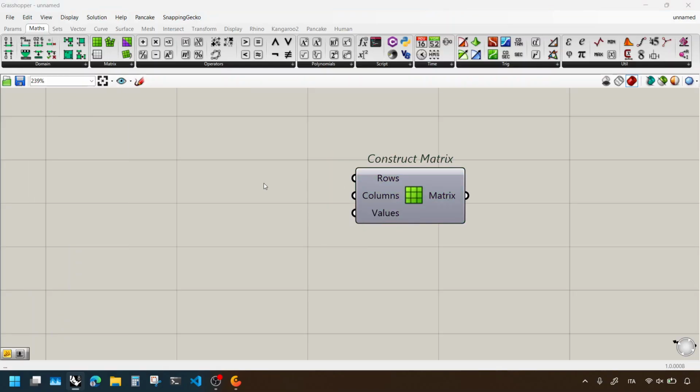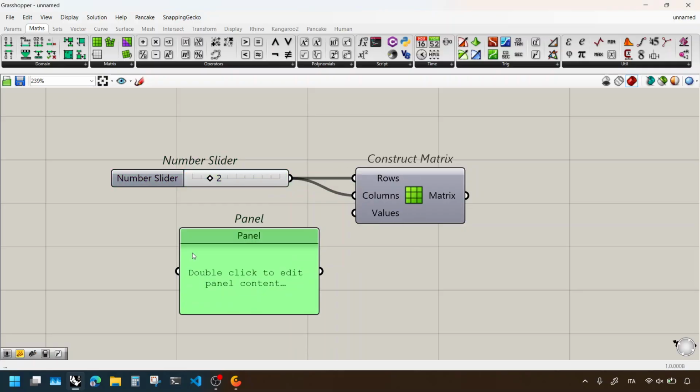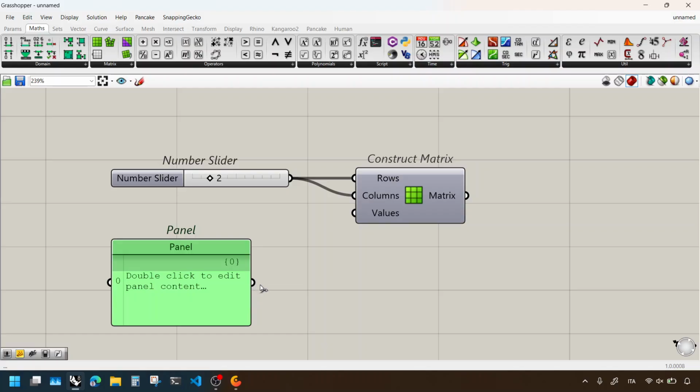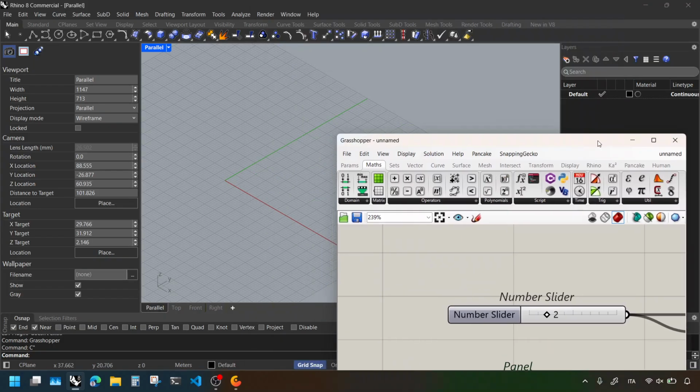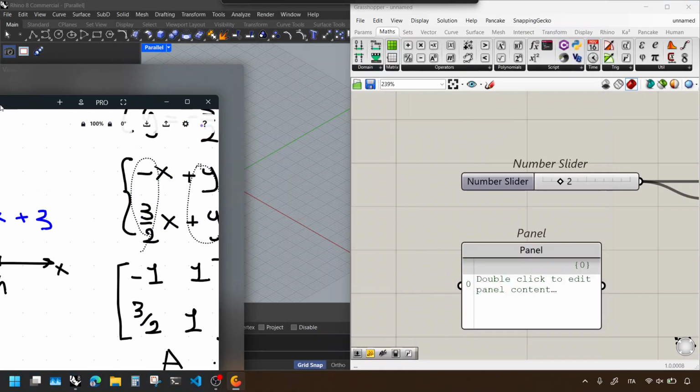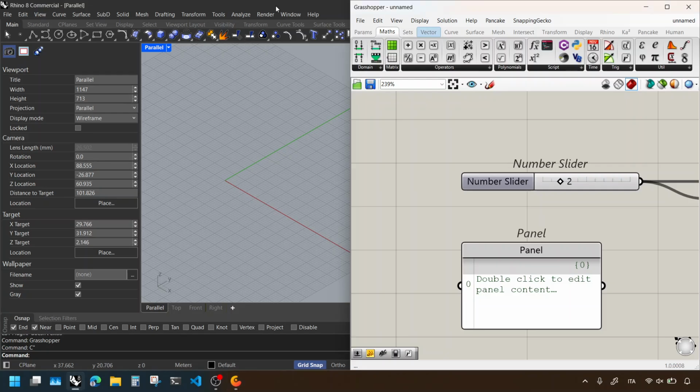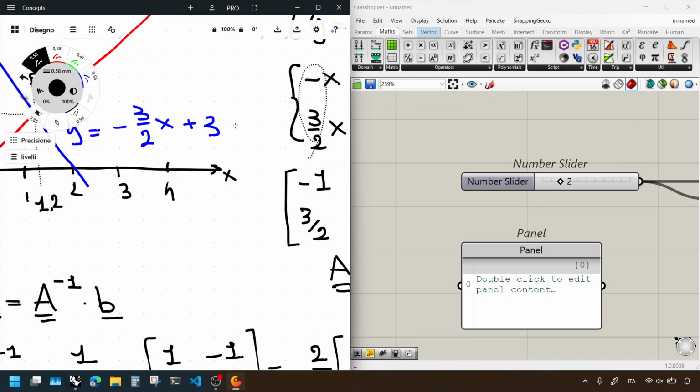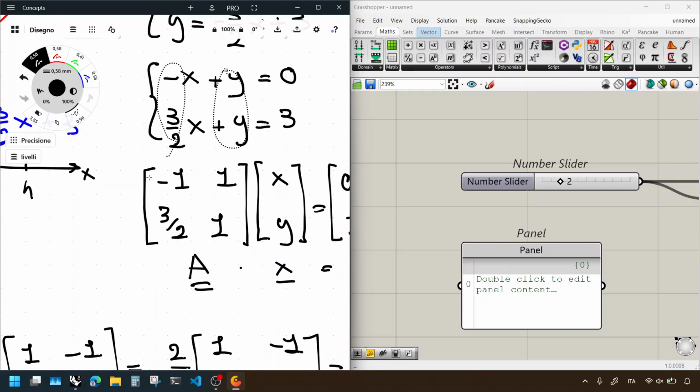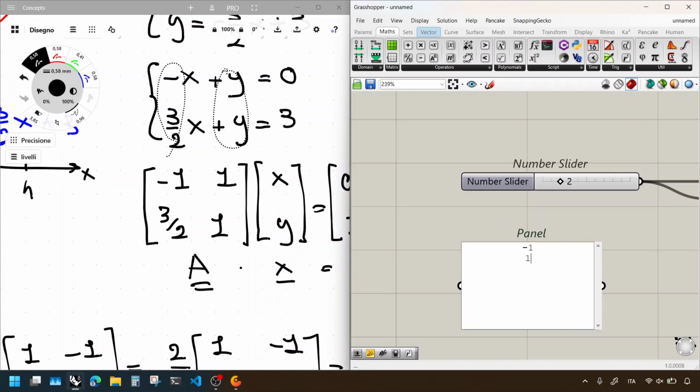To do that, we need to specify the number of rows and the columns. In this case, 2 rows and 2 columns, and then all the values in the panel as a list, as multi-line data, in the order in which they appear. So let's do that here, and then I also need to move Rhino here. Okay, so we have them side by side, and we want to write this -1, 1, 3/2, and 1. So this is -1, then 1, so first row, and then you go down to the second row, so 3/2 is just 1.5, and then 1 again.